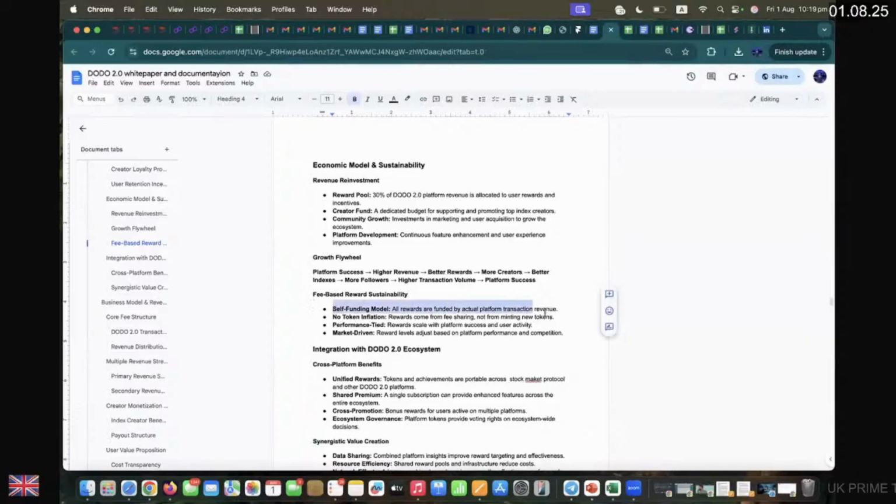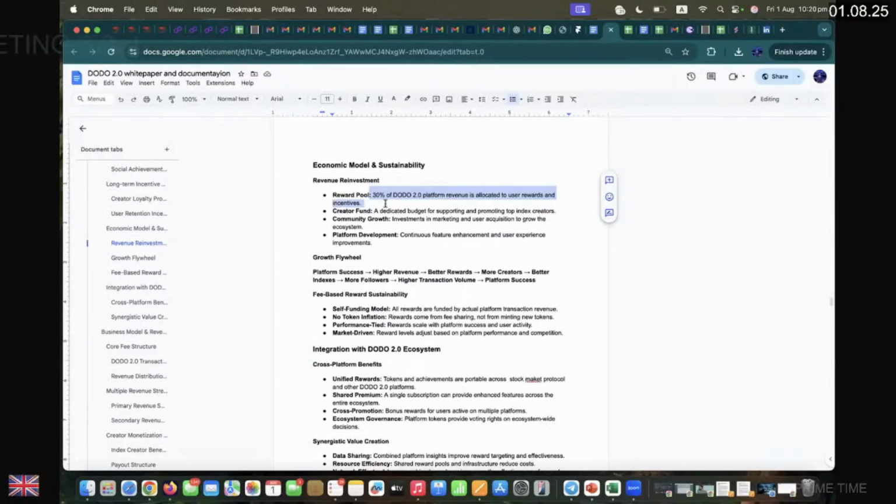All rewards are funded by actual platform transaction revenue. No token inflation. Rewards come from fee sharing, not from new tokens. So there will be no minting of new tokens in which reward will be shared. Rewards will be shared only on the revenue that we will segregate, that is 30% of the total revenue that we will make as a platform.